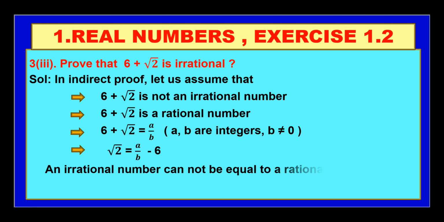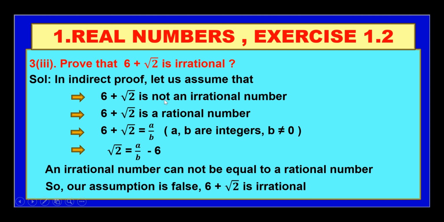So we arrived at a wrong conclusion. That is, root 2, an irrational number, is equal to a rational number. An irrational number is equal to a rational number, but it should not be possible. It is not at all possible. Therefore, an irrational number cannot be equal to a rational number. Why have we arrived at this place? Because we took a wrong assumption. That is, 6 plus root 2 is not an irrational number, is false. Our assumption is false. Since this is false, 6 plus root 2 should be an irrational number.